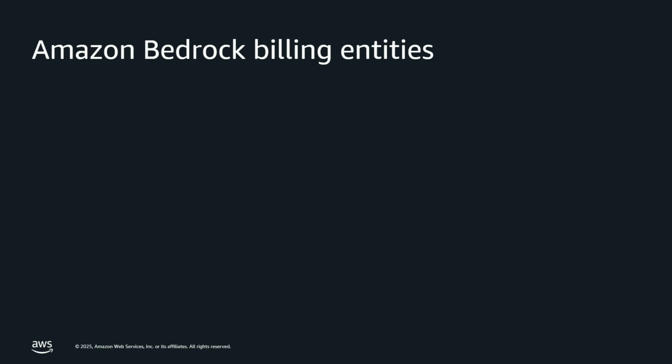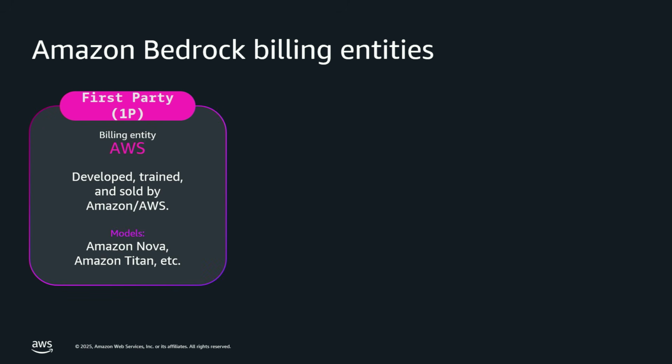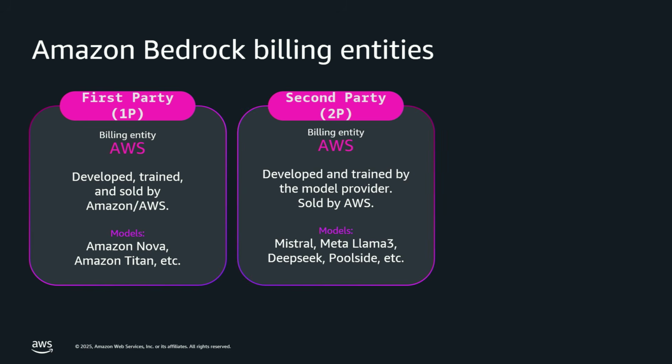The first is billing entities. When you choose your models, these have an effect on the entities, and these show up differently in the cost and usage report. So we have first-party models. These are ones that are trained, sold, and developed by AWS. Think of things like Nova and Titan. Next, we have second-party models. These are ones that are developed and trained by someone else, but they're sold on AWS. Think of things like Llama.